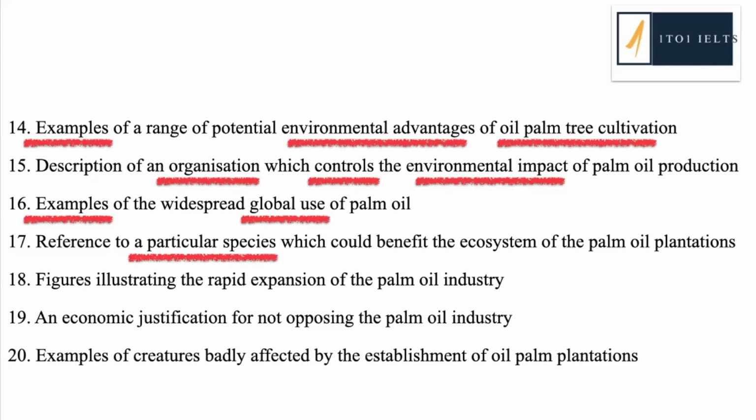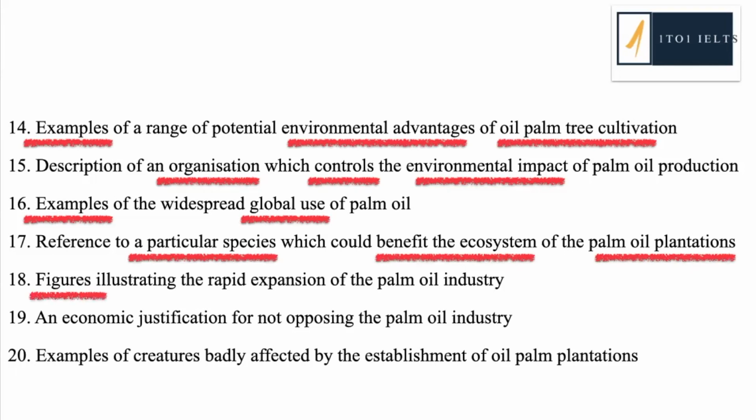When we look at number 17, first words that come up here are reference to a particular species. The article here is really, really important because the article shows us that we're only looking for one particular species. If we're looking at species, so it's basically we're looking either at animals or plants. And again, we're probably going to be looking for a name of something. This species is going to benefit the ecosystem or the environment, or it's going to be beneficial, and it's going to be beneficial to palm oil plantations.